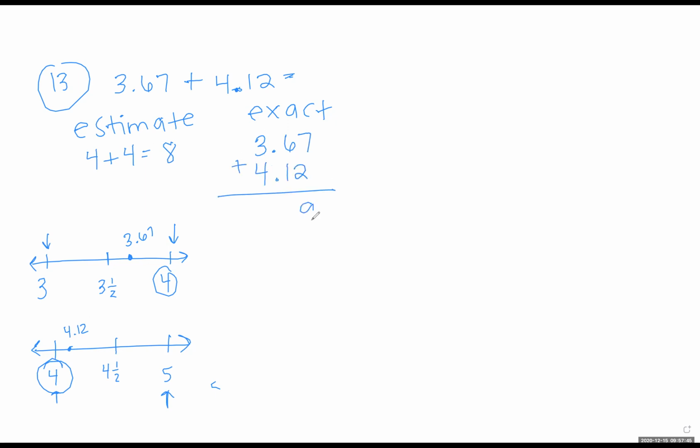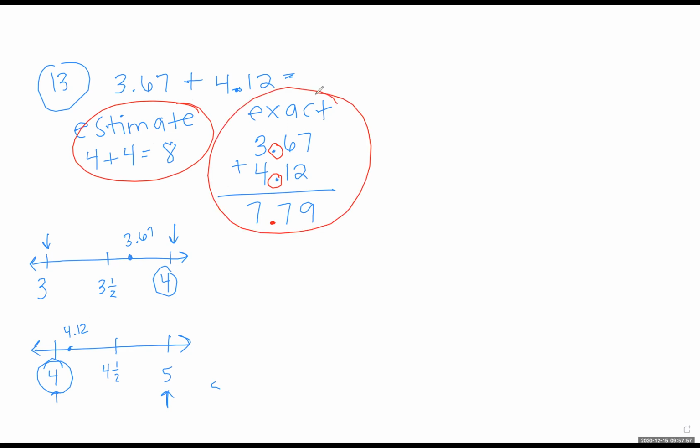7 and 2 is 9, 6 and 1 is 7, 3 and 4 is 7. Do not forget your decimal. Don't forget these decimals. So your estimate is 8 wholes. Your exact is 7 and 79/100ths.